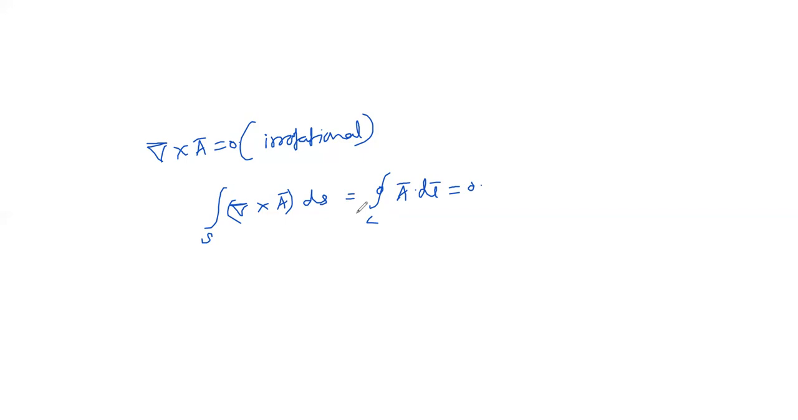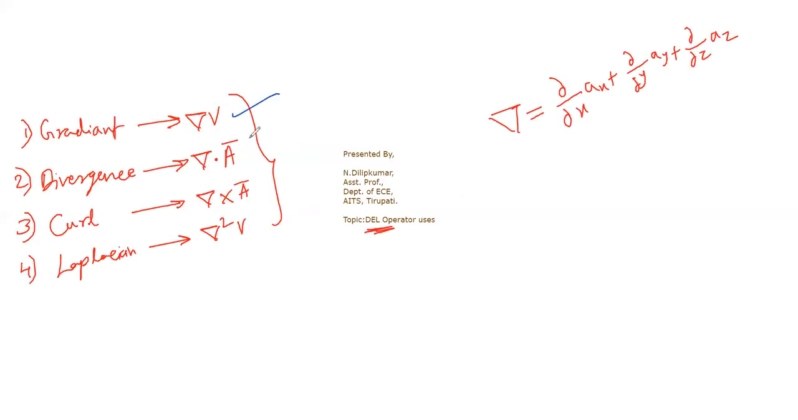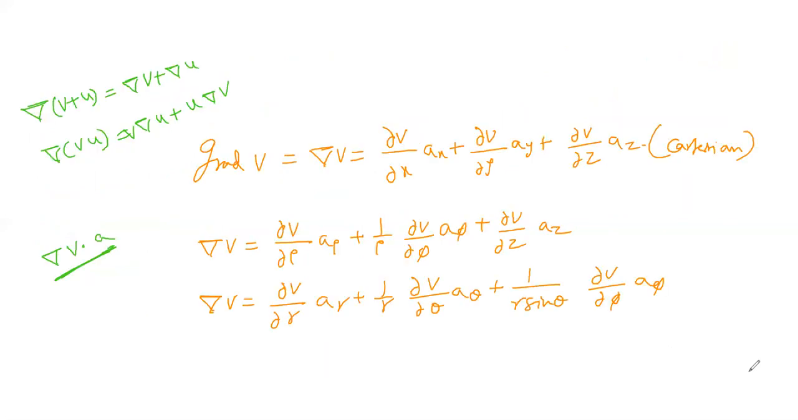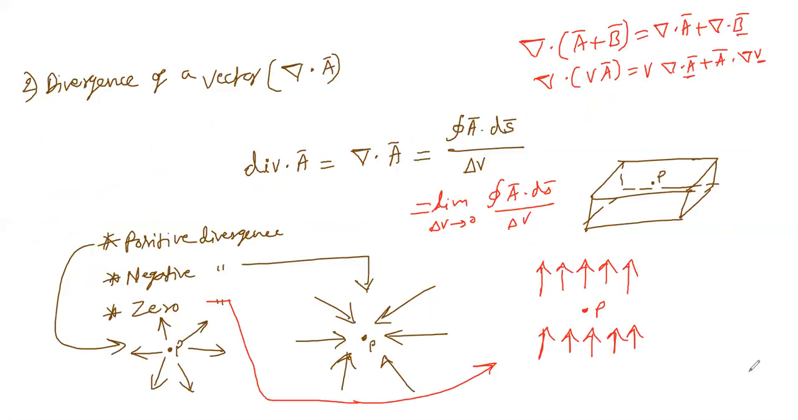So these are the uses of the del operator. The first ones we have seen in this video are gradient, divergence, curl, and Laplacian. First, the gradient: a change in a physical quantity, always represented by a magnitude of change, which is a scalar quantity. Next we saw the gradient in three different coordinate systems, followed by divergence, where the field moves in different directions. Based on whether it moves inwards or outwards we have positive, negative, and zero divergence when equal in and equal out. Then followed by the divergence theorem.